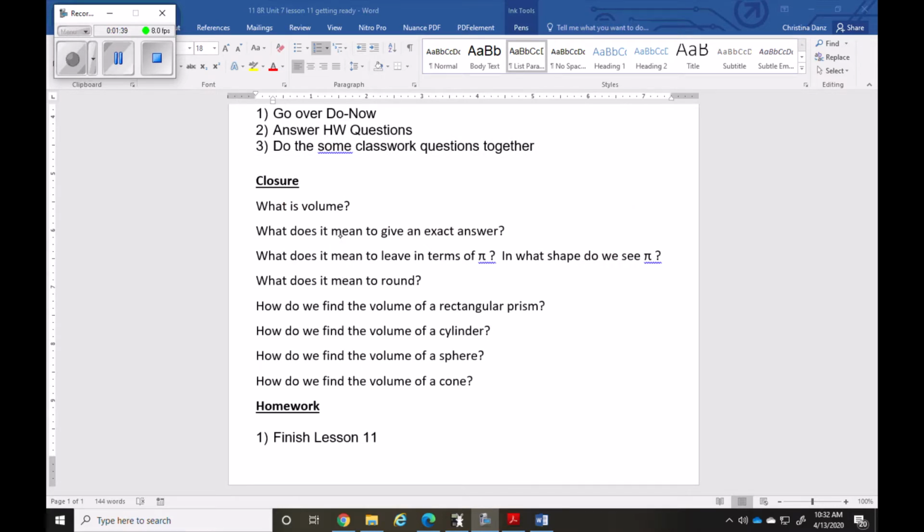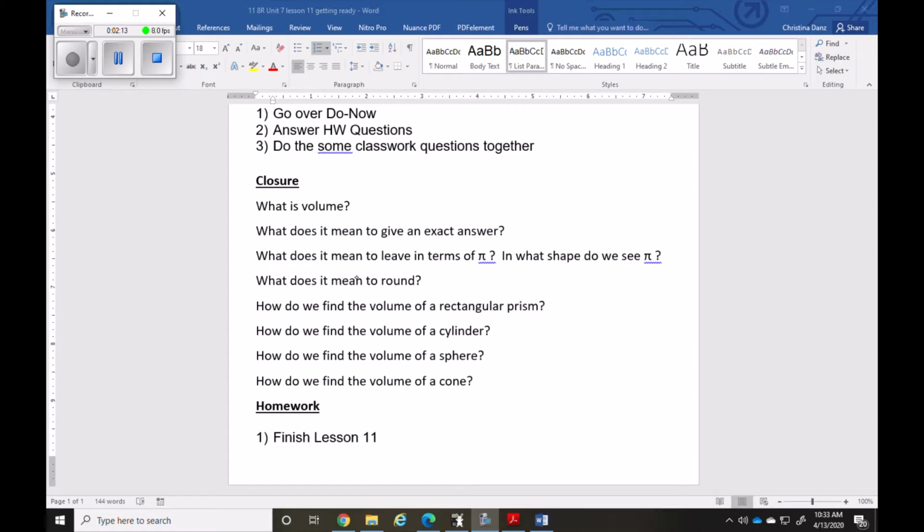We already should know the answers to these questions. I had them posted last video. Volume is really the filling of a three-dimensional figure. And remember, to give an exact answer means we didn't round it. Usually when they say give an exact answer, that's a hint that we probably used pi in our formula, because pi is irrational. So I can't give a decimal form of that answer and call it exact. So when I ask for an exact answer, most likely we'll keep pi in our answer.